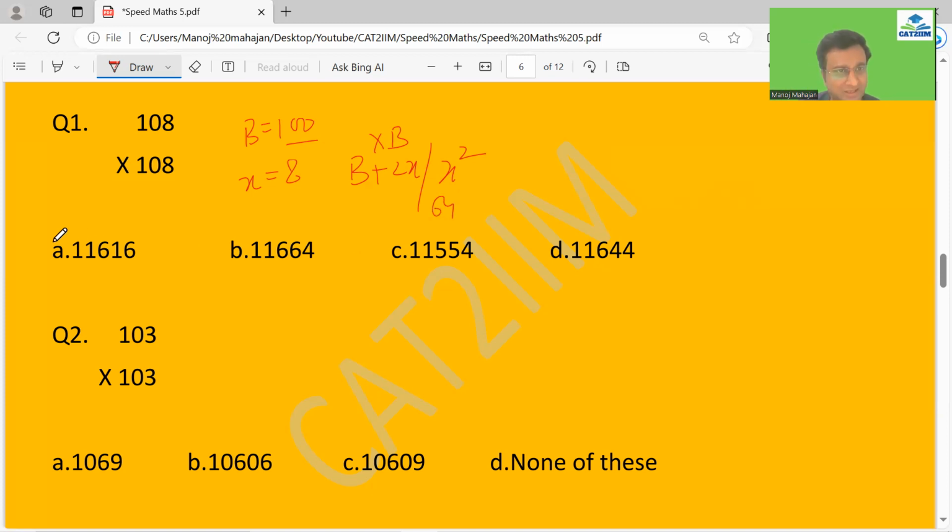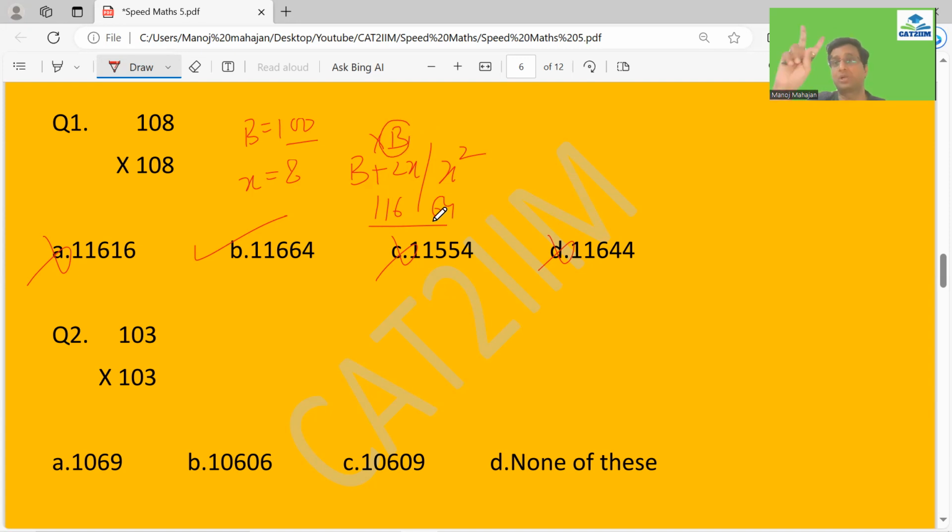So can we rule out option A? Can we rule out option C? Can we rule out option D? Straight away, we could have marked the answer as B. So remember, the last 2 digits have to be 64, but let's calculate the complete number also. What is B? 100. Double of 8 is what? 16. So 11664. And we don't have to do anything further because the base was 100.